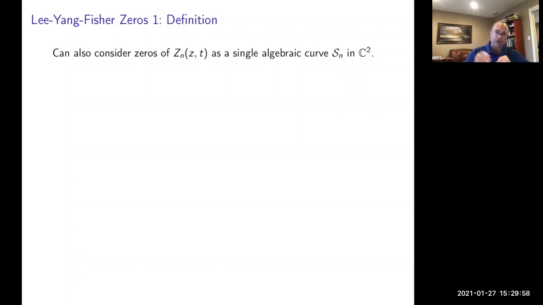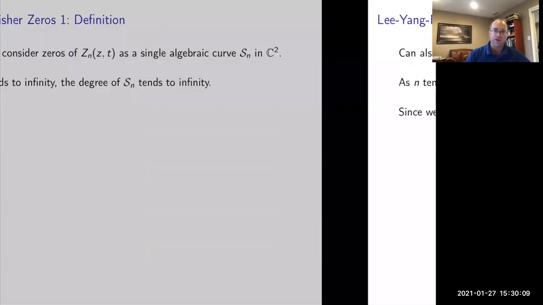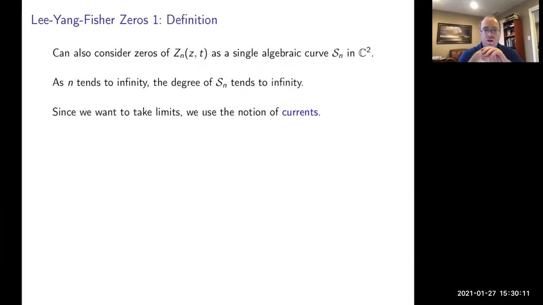You can consider them as a single algebraic curve in C2. Let's call it Sn. And as n goes to infinity, the degree of the curves goes to infinity. They get more and more complicated. And the question is, what happens? Can you take some sort of suitable limit of these zeros?